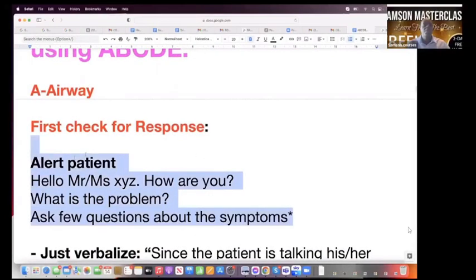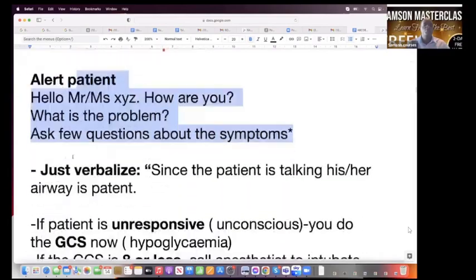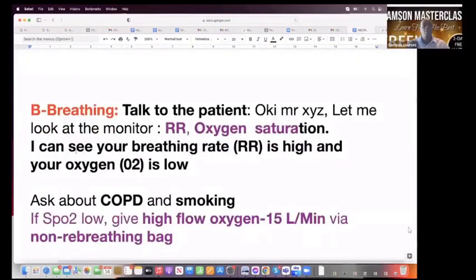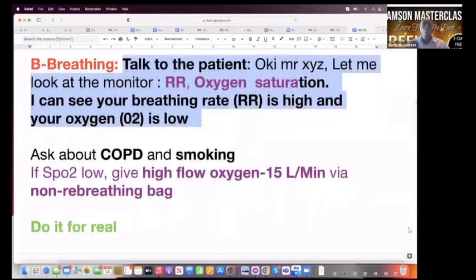I can't breathe. Please help me. Since the patient is talking, the airway is patent. Then we go to B. I can see, Mr. Brown, let me look at your monitor. I can see your oxygen is low and your breathing rate is high. Okay, do you smoke?